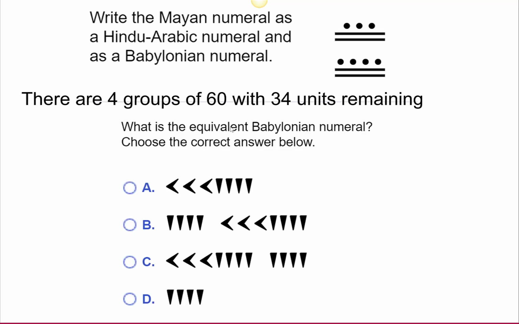And let's take a look here. Remember our symbols. We only have 2 symbols, right? So 2 groupings we need. And we need 4 groups of 60. So I see B or D, but then I also have the 34 units left over in the 1's position, so the answer has to be B.